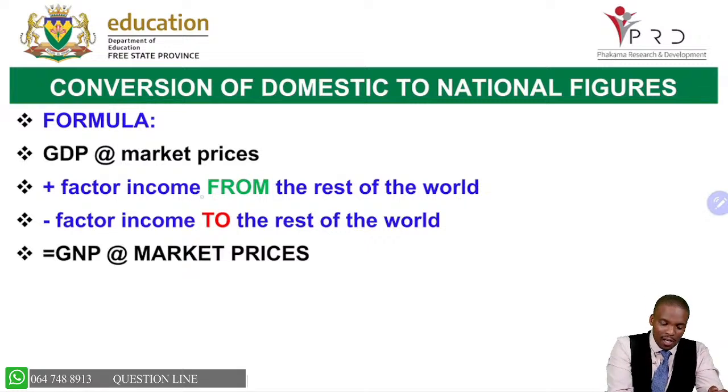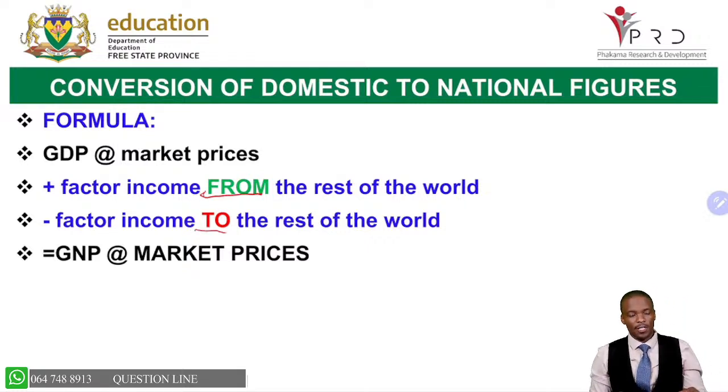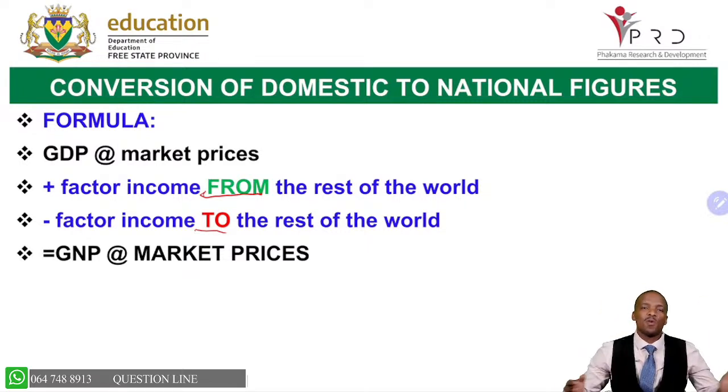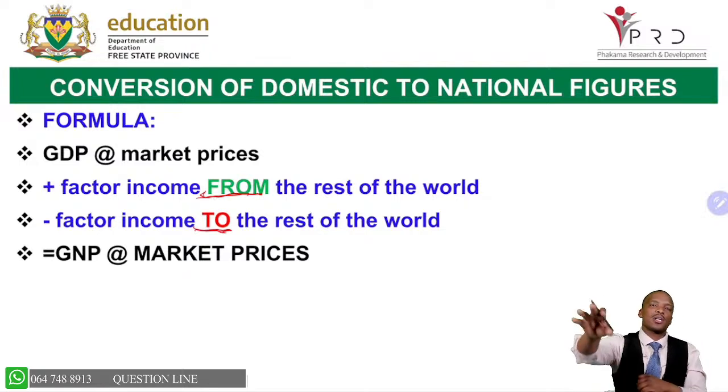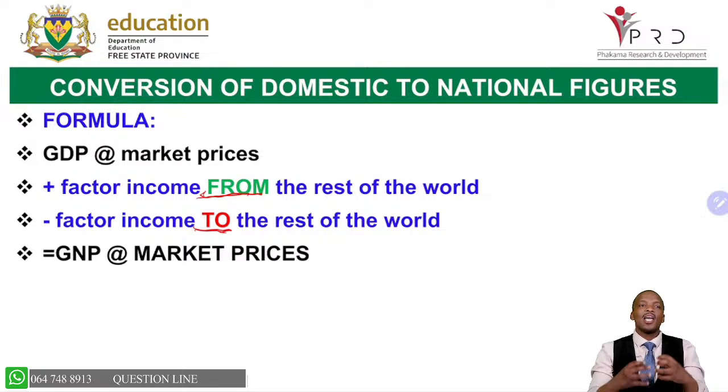There's a keyword here, from, and here, to, right? The GDP of a country includes everyone who's in the country, whether you are a citizen or not. But does that assist us? The answer is no, because at the end of the day, we need to subtract the factor income to the rest of the world. It means we need to subtract anyone who's not a citizen.